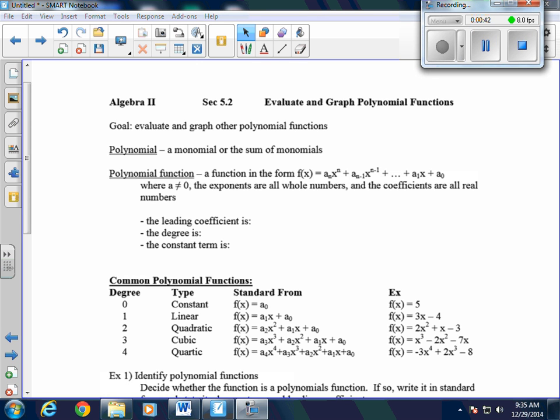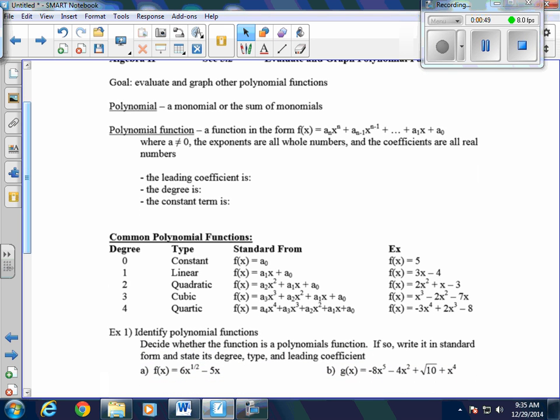And a polynomial is a monomial, or the sum of monomials. Poly again means many. Nomials is numerals or numbers. So a polynomial function is a function in this form. All right, so this is the standard form of a polynomial function, where it says a sub n times x to the n plus a sub n minus 1 times x to the n minus 1 plus on and on and on, until we get to a sub 1 times x sub 1 plus a sub 0.